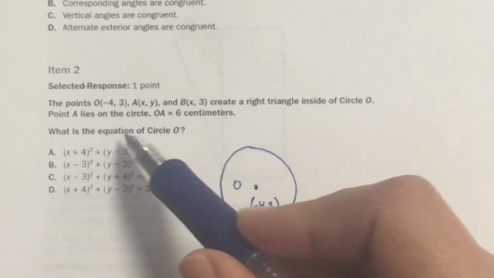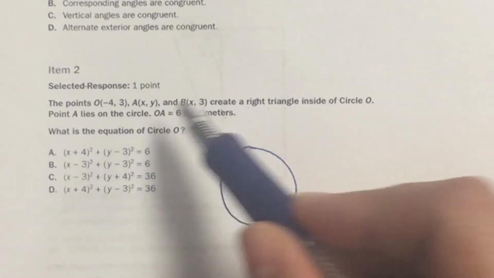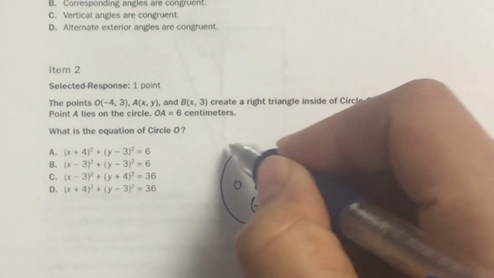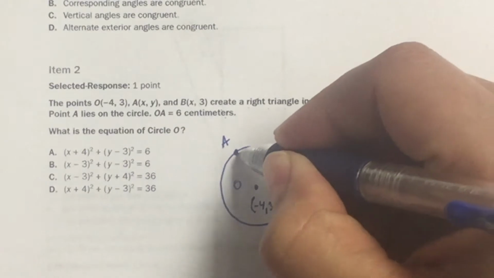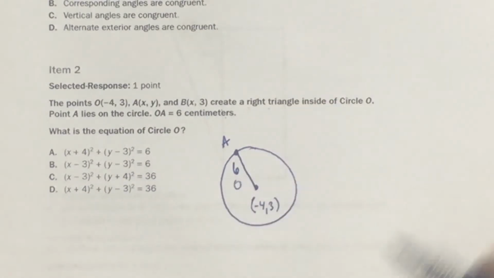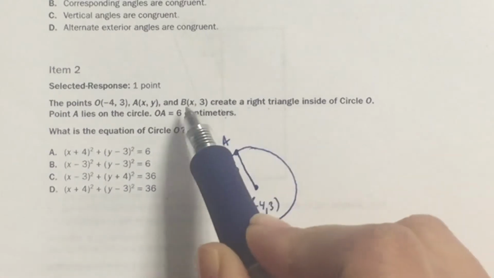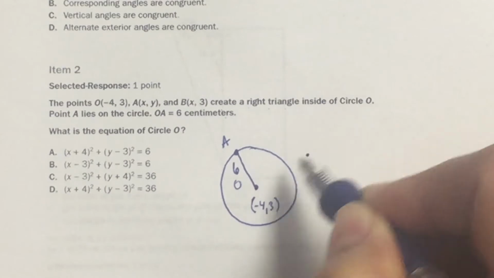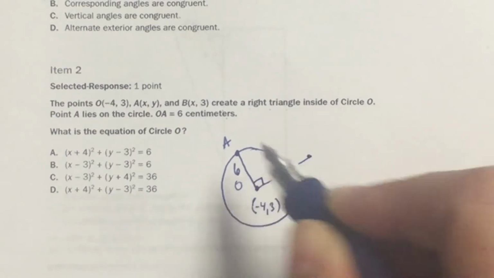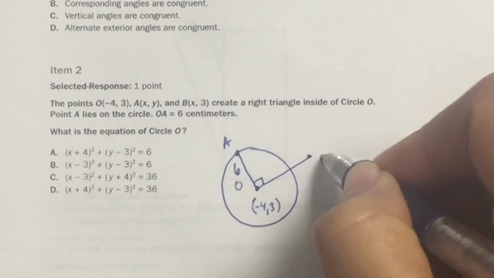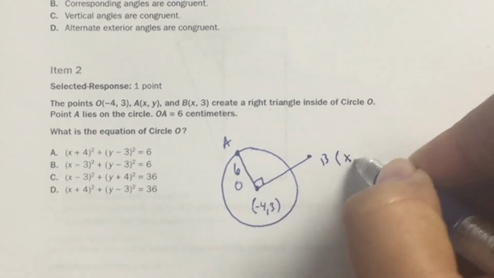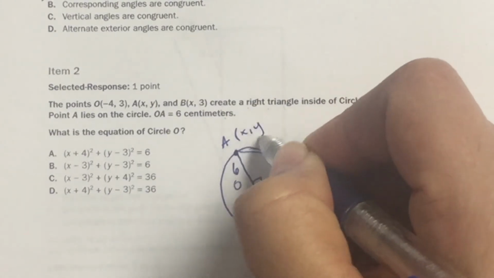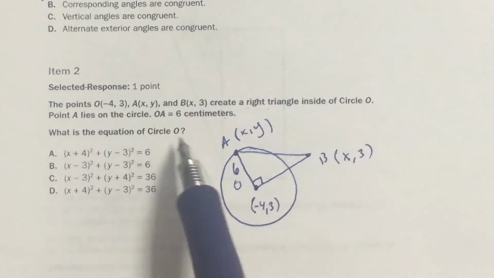A is somewhere. A lies on the circle, so A is on the circle somewhere. So let's say A is over here. And the distance between O and A is 6. So what's the other word for that? That's a radius, right? All right, and then it creates a right triangle with wherever this B is. It doesn't tell us where B is, but it's not on the circle. So I'm going to put B over here outside. I just know that it's a right triangle because it says creates a right triangle. So this is B somewhere out there, and that's (x, 3). A is (x, y). All right, what is the equation for circle O?